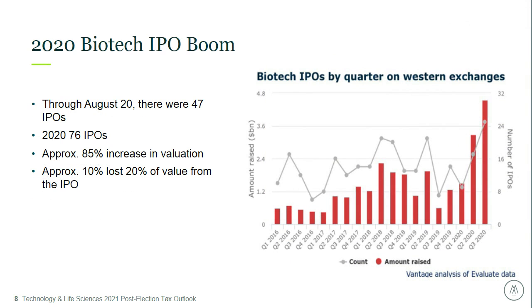2020 Biotech IPO Boom. Through August 20th, 2020, the life science industry had over 47 IPOs, matching the total number from all of 2019. By the end of 2020, there were over 75. What is impressive with the biotech IPOs was their valuations. In the third quarter of 2020, both the number of new listings and the amount raised broke records, setting a scene for a year that will be hard to forget for that industry. In the third quarter alone, about $4.5 billion was raised, which was equal to the total in 2019.